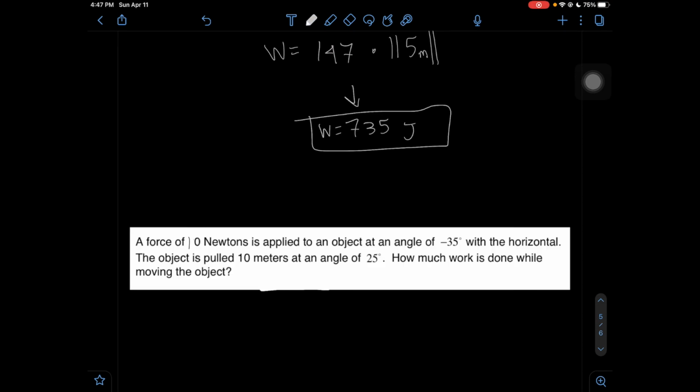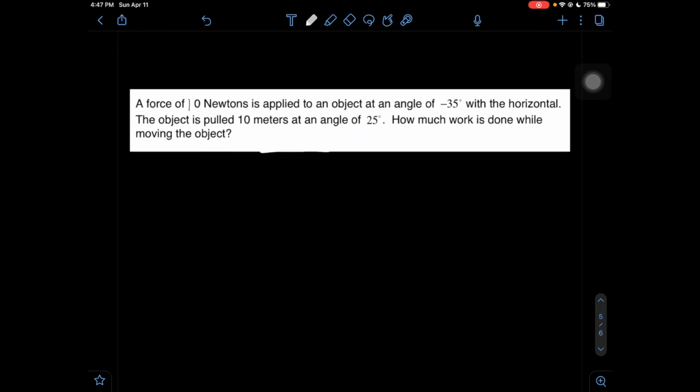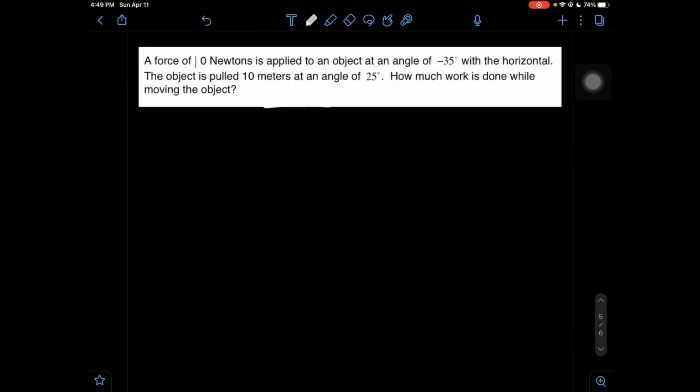Now let's go ahead to our last problem for this video, which says, a force of 10 newtons is applied to an object at an angle of negative 35 degrees with the horizontal. The object is pulled 10 meters at an angle of 25 degrees. How much work is done while moving the object? If you remember when we started this video, we said there's one equation, which was work equals force, or the magnitude of force, times the magnitude of distance, times cosine of theta. Well, we know that force is 10 newtons, as given in the problem. And then we know the distance provided was 10 meters, 10m, and then times cosine of theta.